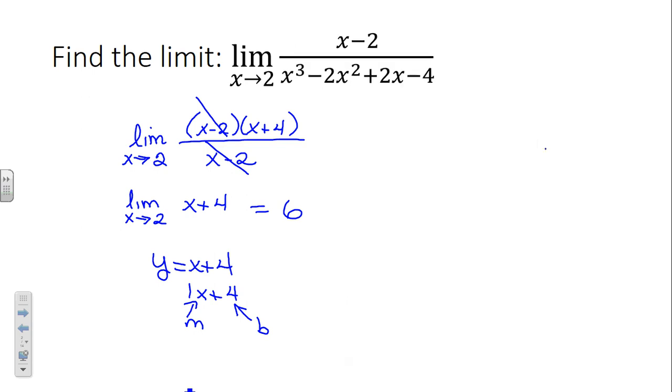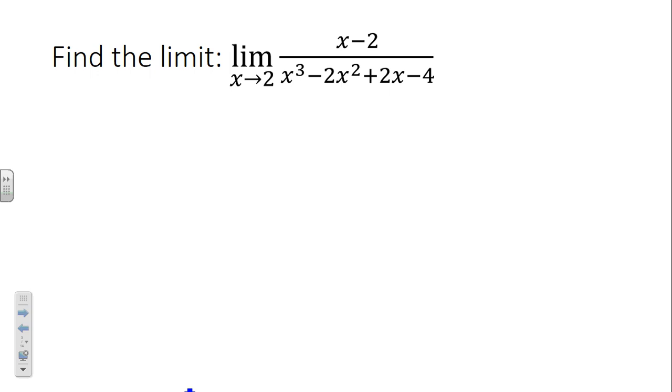So let's try this next one. Now we want to take the limit as x goes to 2 of the quantity x minus 2 over the quantity x cubed minus 2x squared plus 2x minus 4. I have a feeling when we plug 2 in there, what's going to happen? Probably going to have a 0 in the denominator, right? Is there a fast way to plug something like that in? Does anybody remember from last semester?